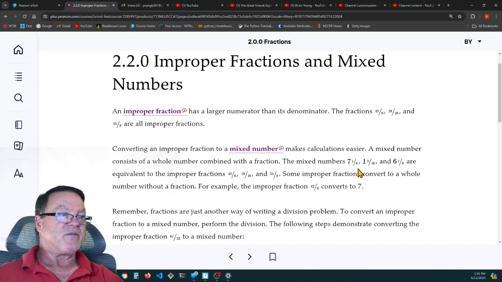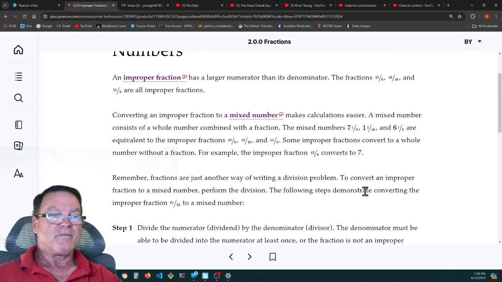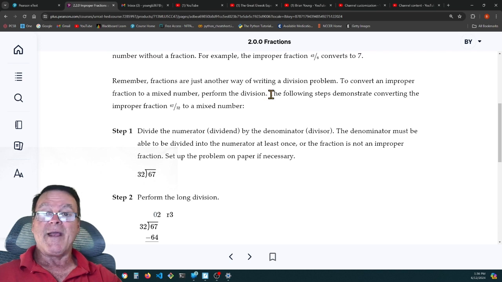The mixed numbers 7 and 1/6, 1 and 3/16, and 6 and 7/8 are equivalent to the improper fractions 43/6, 19/16, and 55/8. Some improper fractions convert up to a whole number without a fraction. For example, the improper fraction 42/6 converts to the number 7. Remember, fractions are just another way of writing a division problem. To convert an improper fraction to a mixed number, perform the division. Then we'll see what our remainder is.